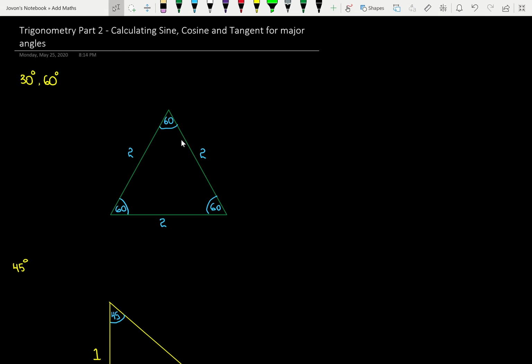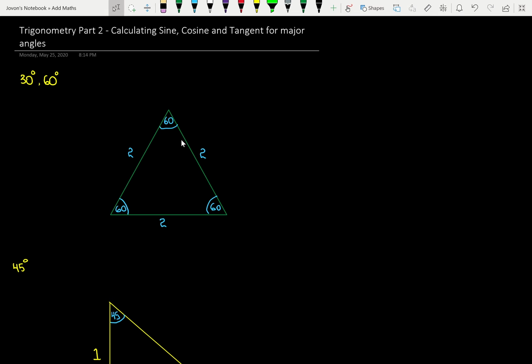The answers for 30, 60, and 45 degrees tend to be a bit more complicated. So I'm going to show you how to find the values for sine, cosine, and tangent when the angles are 30 degrees, 45 degrees, and 60 degrees. So let's get right into this.